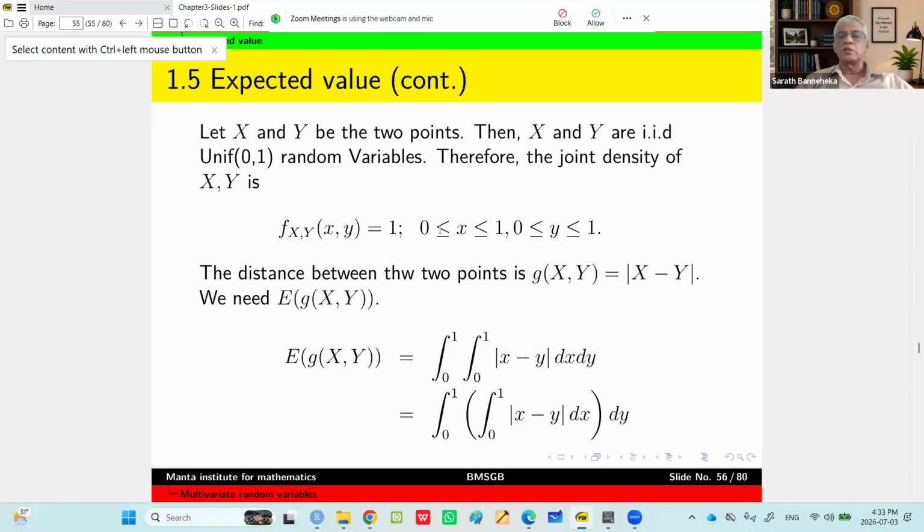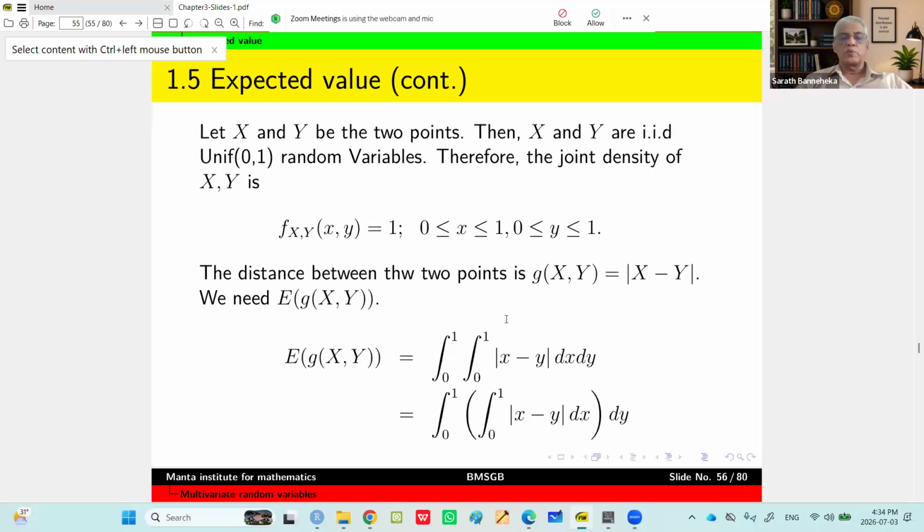So the support here is the square from 0 to 1, with corner points 0, 0, 1, 0, 0, 1 and 1, 1. So what we want is g(x, y), right? The function of interest is equal to the absolute value of x minus y. So we need the expected value of that g(x, y), right? So we are looking at that.